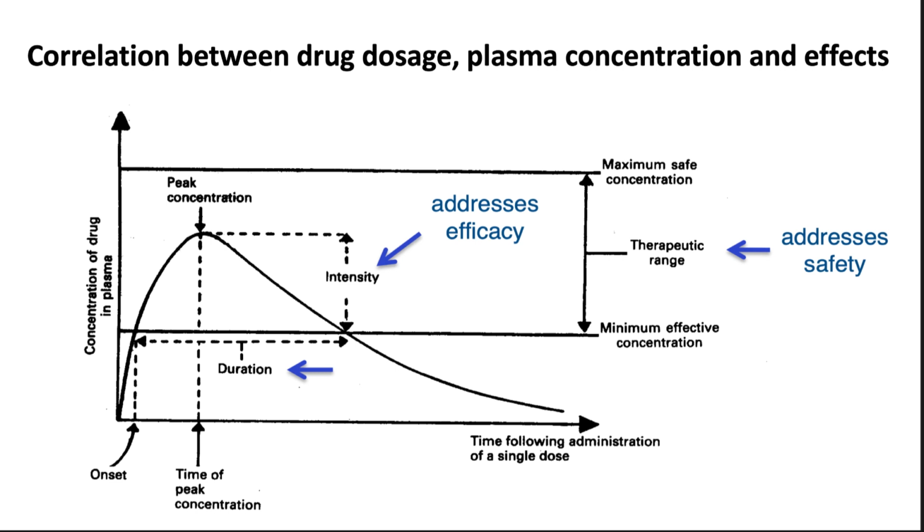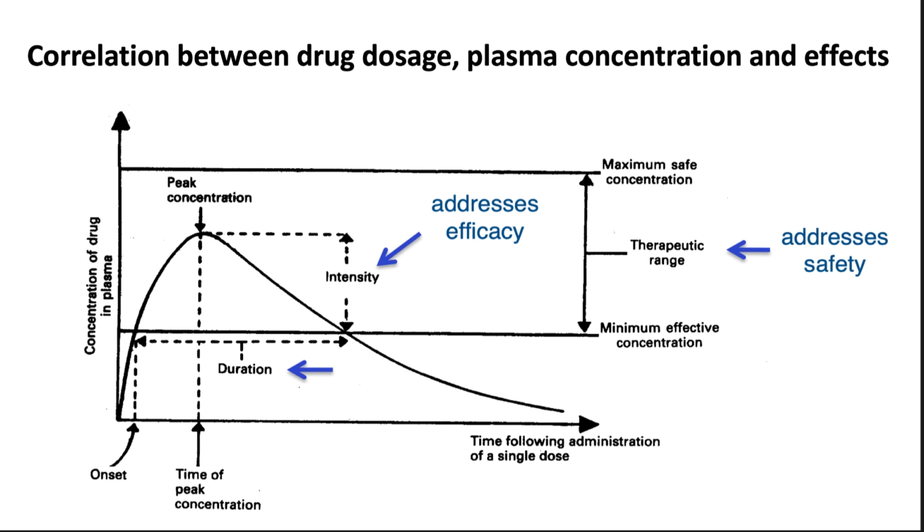So a good dose of a drug should be the dose that puts the peak concentration well in between the minimum effective and the maximum safe. Meaning it's going to have enough to produce the effect that we want above the minimum, but still be less than, and hopefully well less than, the maximum safe. As you can tell on the right-hand side where it says addresses safety, the difference between the minimum effective and the maximum safe concentration is called the therapeutic range. If the concentration of the drug is somewhere between the minimum and the maximum, then it's going to be in an effective range. You would like a drug to have as wide a therapeutic range as possible.